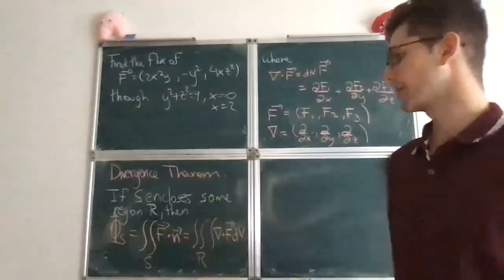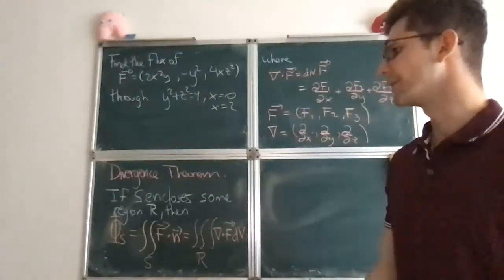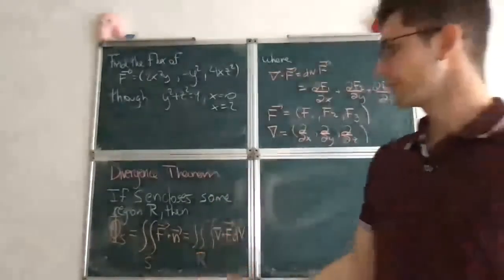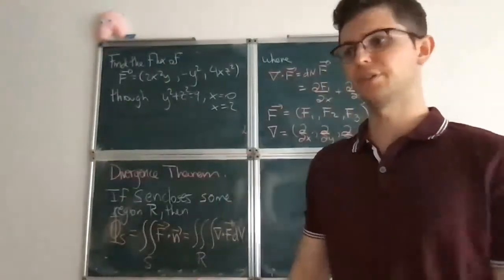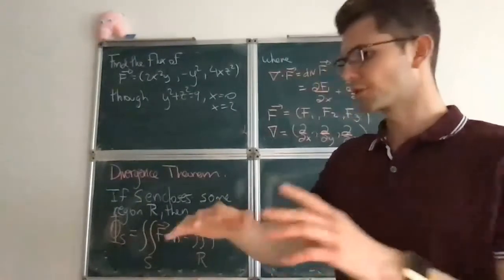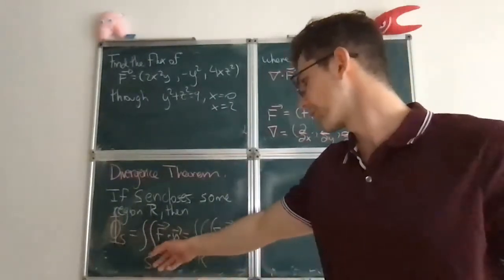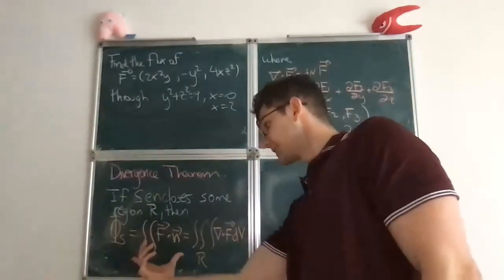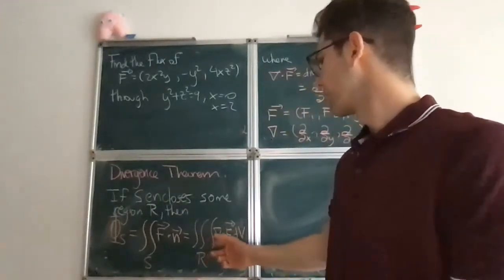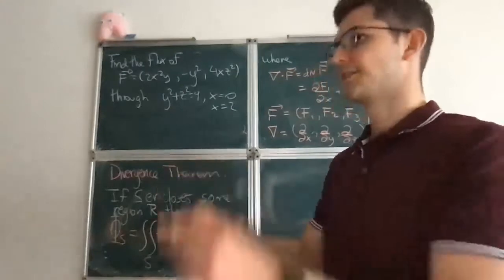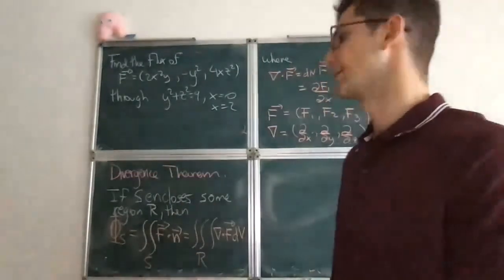Okay, let me start with a reminder of what I said in the previous video. According to the divergence theorem, if you have a surface that encloses some region in space, then the flux through that surface of a vector field, which in general is this, can be computed instead using a triple integral of the divergence of the vector field over this enclosed region in space.